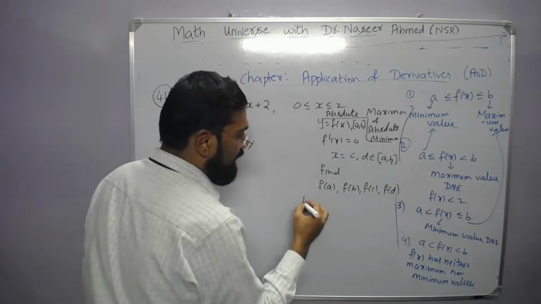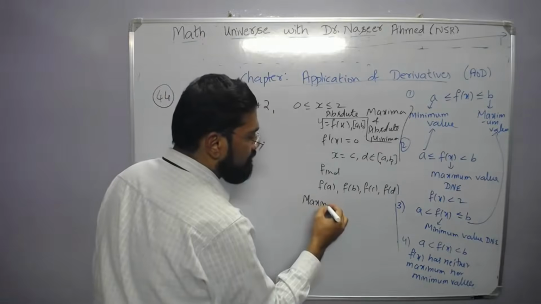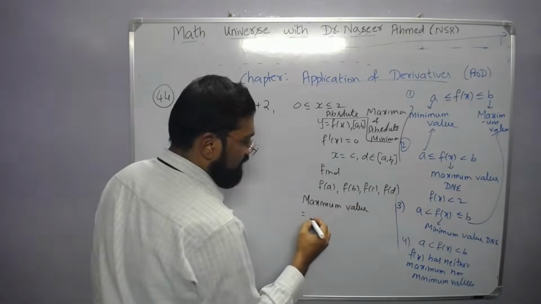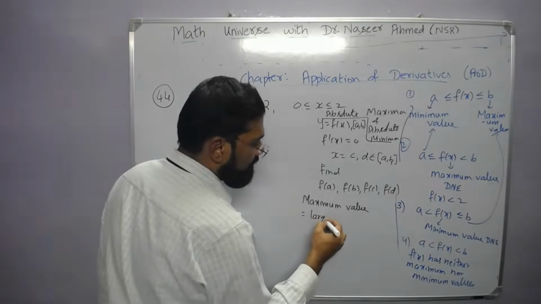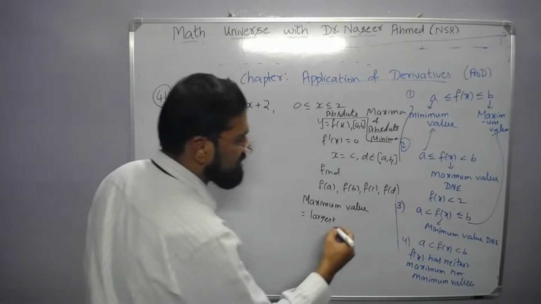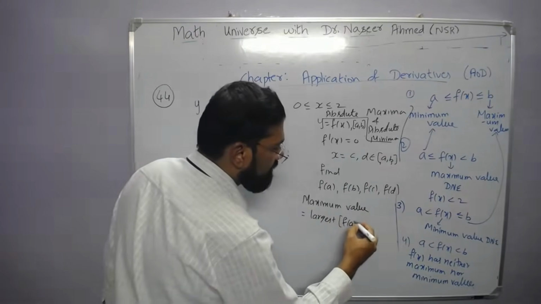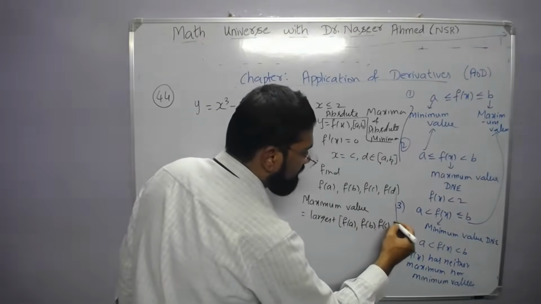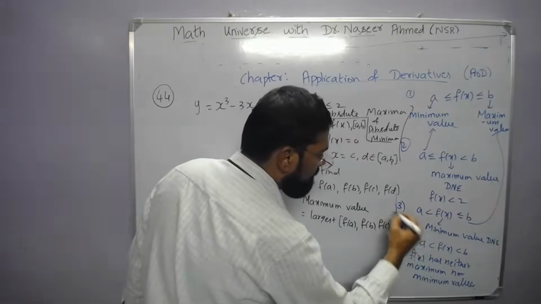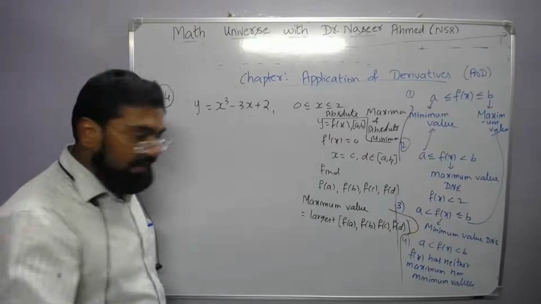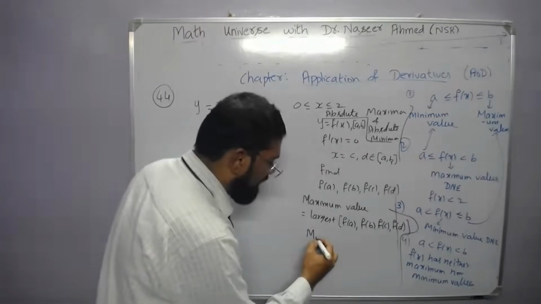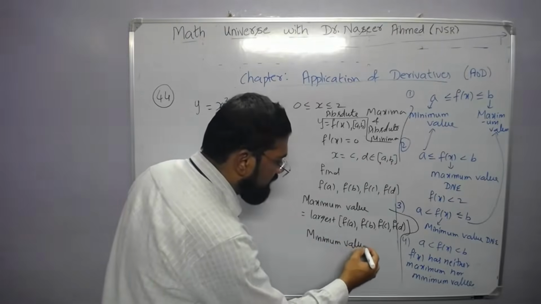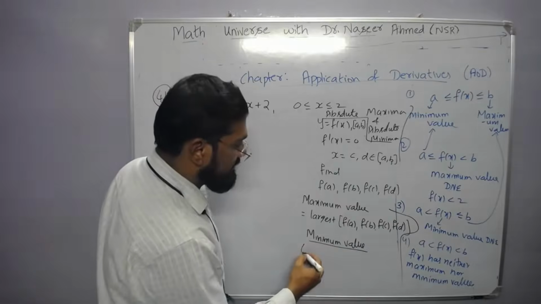So here the maximum value will be the largest of, I'm giving the concept here, largest of f of a, f of b, f of c, f of d. Whereas if I want the minimum value, the minimum value is given by the least of, again these.